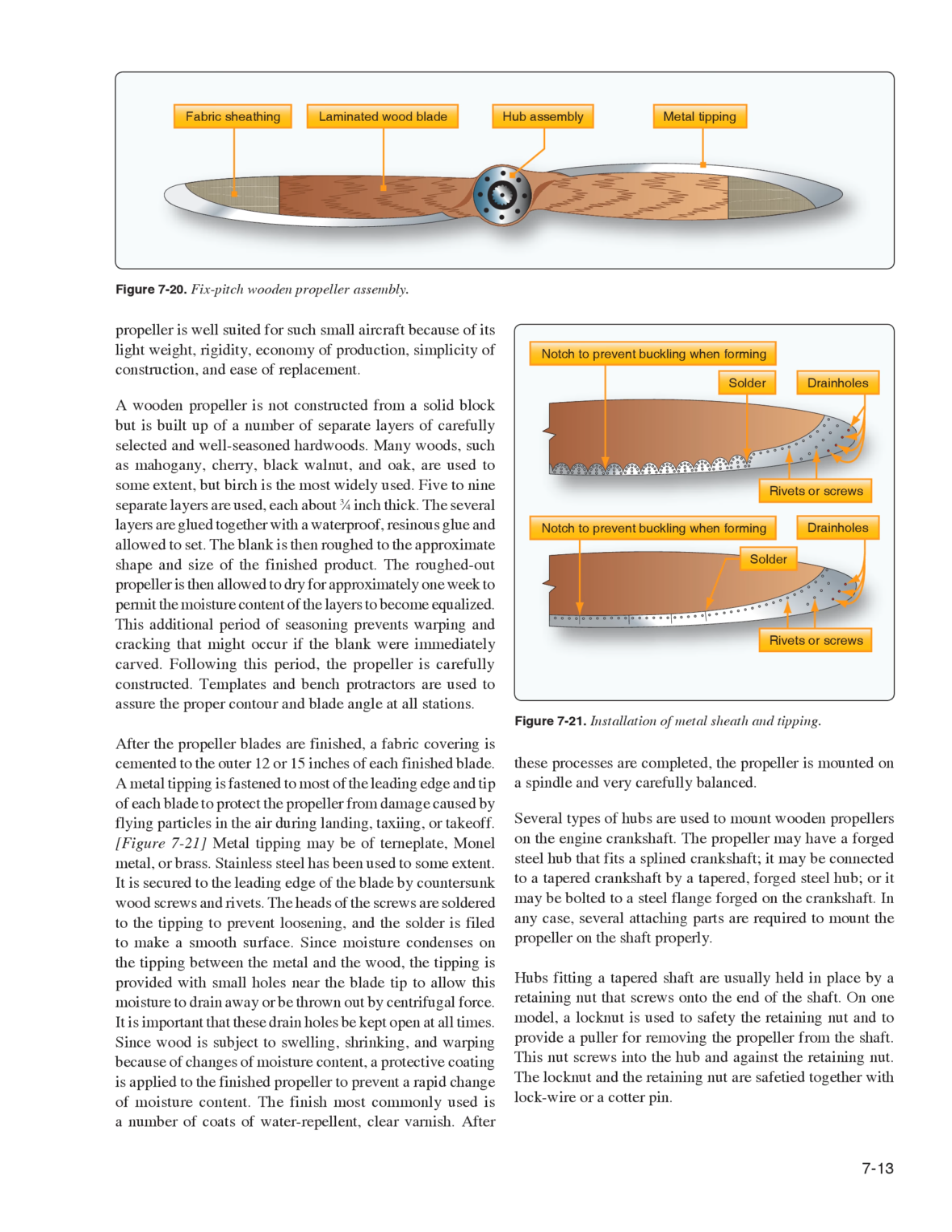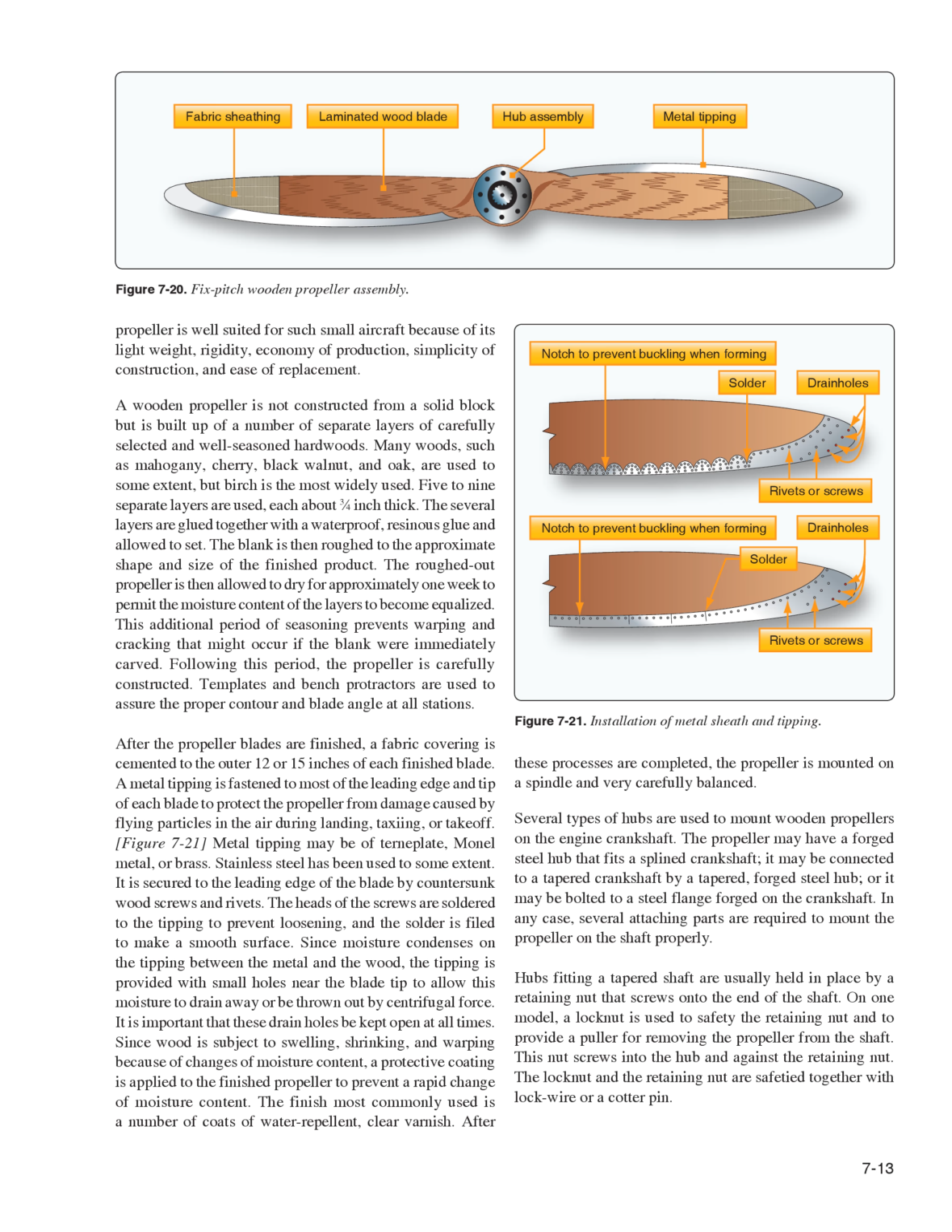Stainless steel has been used to some extent. It is secured to the leading edge of the blade by countersunk screws and rivets. The heads of the screws are soldered to the tipping to prevent loosening, and the solder is filed to make a smooth surface. Since moisture condenses on the tipping between the metal and the wood, the tipping is provided with small holes near the blade tip to allow this moisture to drain away or be thrown out by centrifugal force. It is important that these drain holes be kept open at all times.